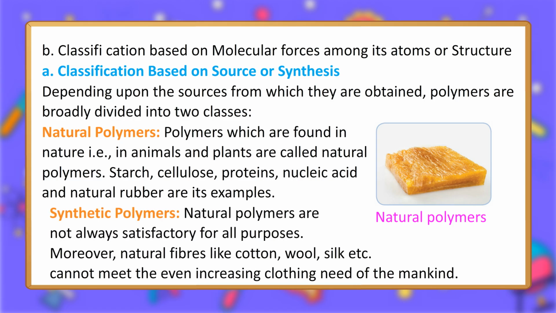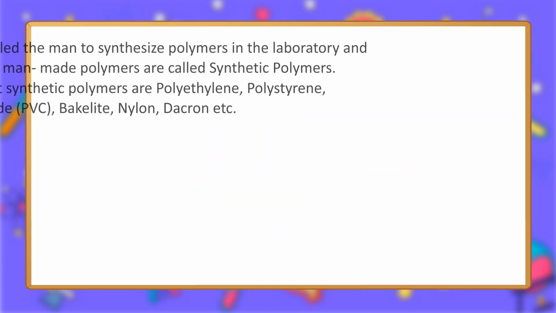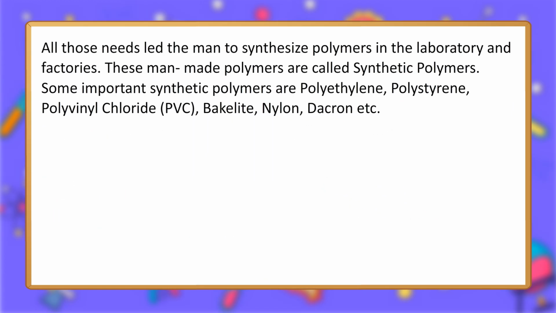Synthetic polymers. Natural polymers are not always satisfactory for all purposes. Moreover, natural fibers like cotton, wool, silk etc. cannot meet the ever-increasing clothing need of mankind. All those needs led man to synthesize polymers in laboratories and factories. These man-made polymers are called synthetic polymers. Some important synthetic polymers are polyethylene, polystyrene, polyvinyl chloride, PVC, bakelite, nylon, Dacron etc.